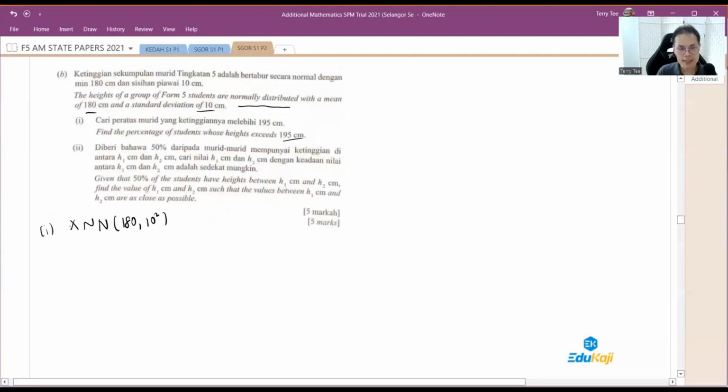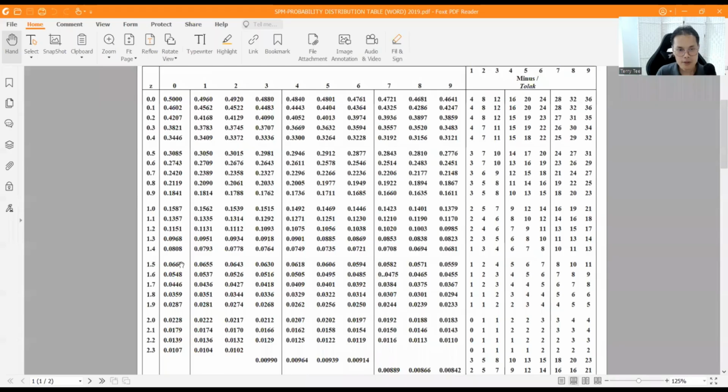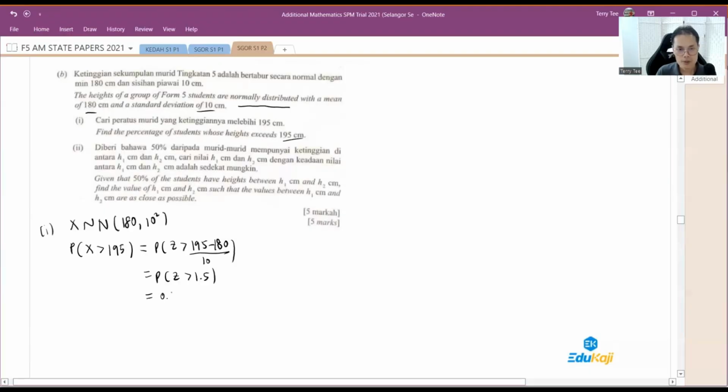So we want to find the percentage. Before you find the percentage, we find the probability. Percentage of height more than 195. Man, 195 is really tall. So this is Z, 195 minus 180 over 10. So this will be 1.5. Z more than 1.5. Of course, you can use your mathematical table. 1.5 is 0.0668. You can just use the mathematical table, 0.0668. Or you can use your calculator.